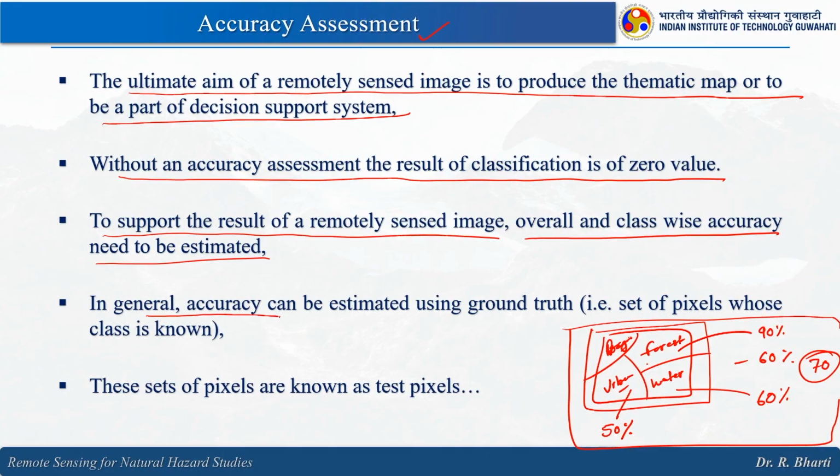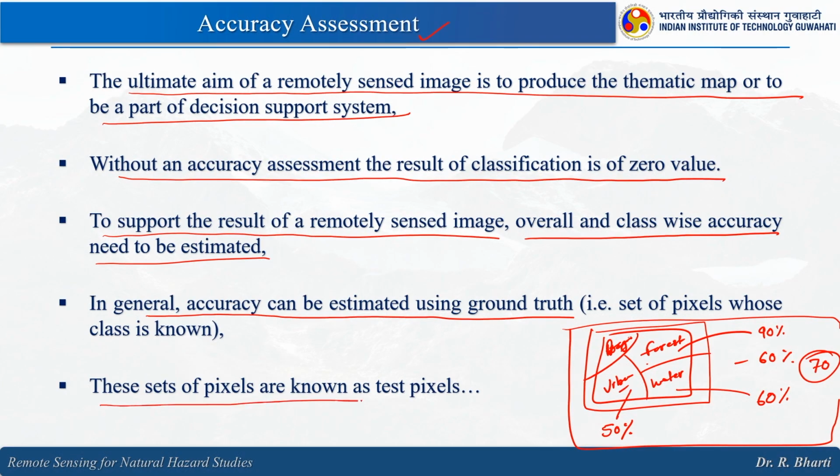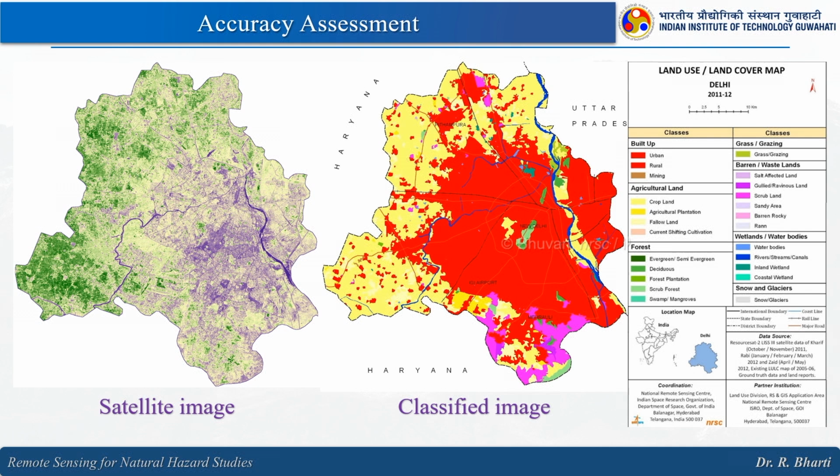In general, accuracy can be estimated using ground truth. So, the ground truth is the pixel whose location values are known. So, we go to the field, we collect the latitude, longitude and then the class information, and that we identify on the image, the classified image, and then we see whether the classes which are classified is correct or not, right. So, these set of pixels are known as the test pixels, right.